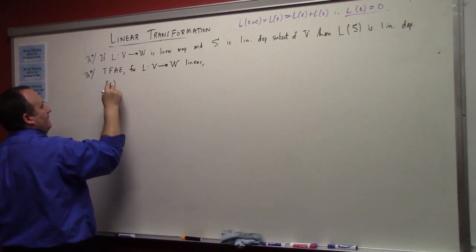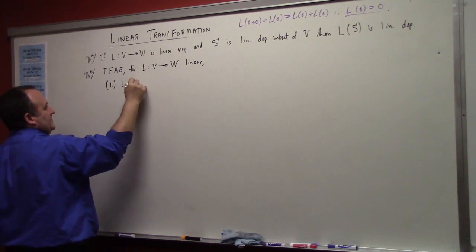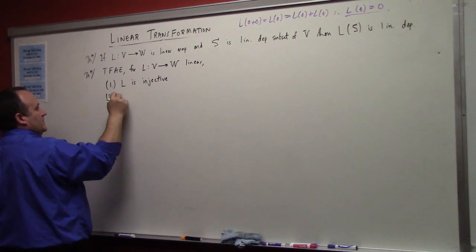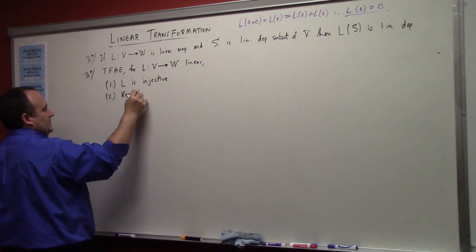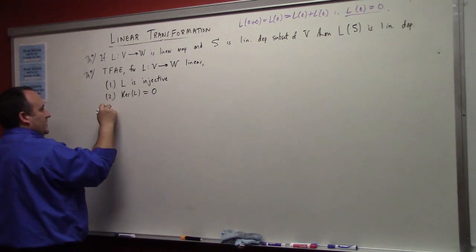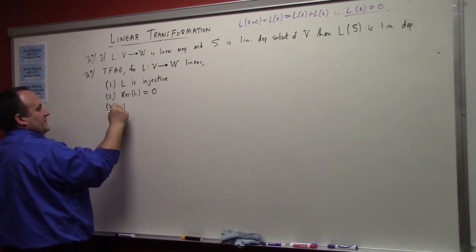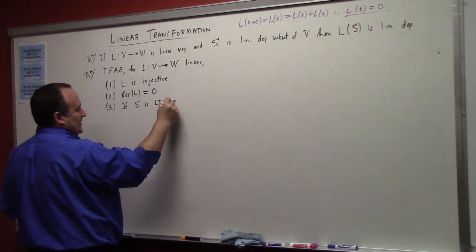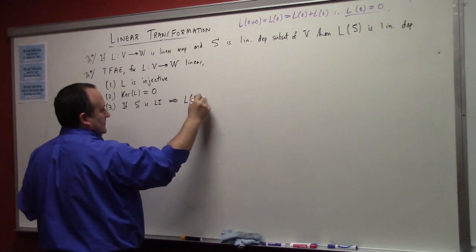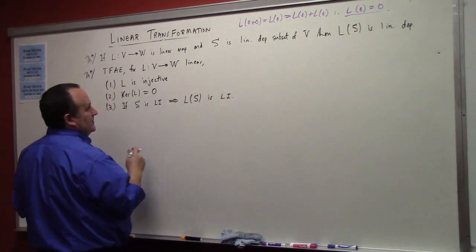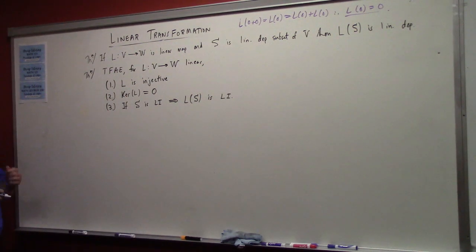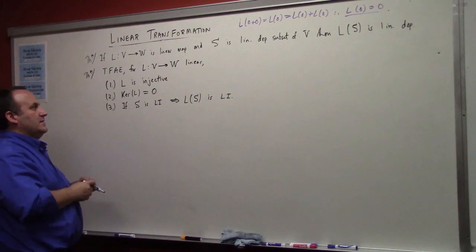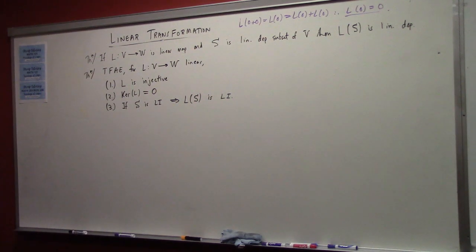Number one, L is injective. Number two, the kernel of L is just 0. And number three, if S is linearly independent, that implies that L of S is linearly independent. So these are equivalent criteria for a linear map.